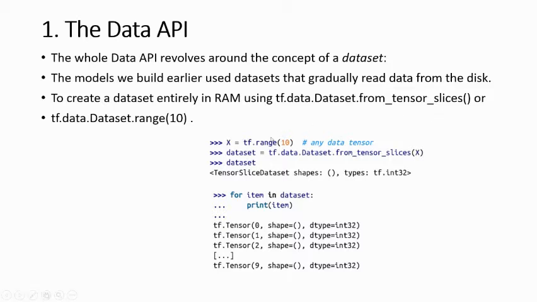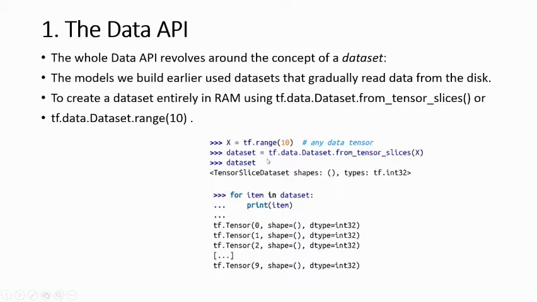Let's understand this with the help of a small example here. We are going to create a data tensor X by using the method tf.range, and the value passed as an argument is 10. So what happens here? It creates a one dimensional tensor with the items ranging from 0 to 9 when you execute the first line.